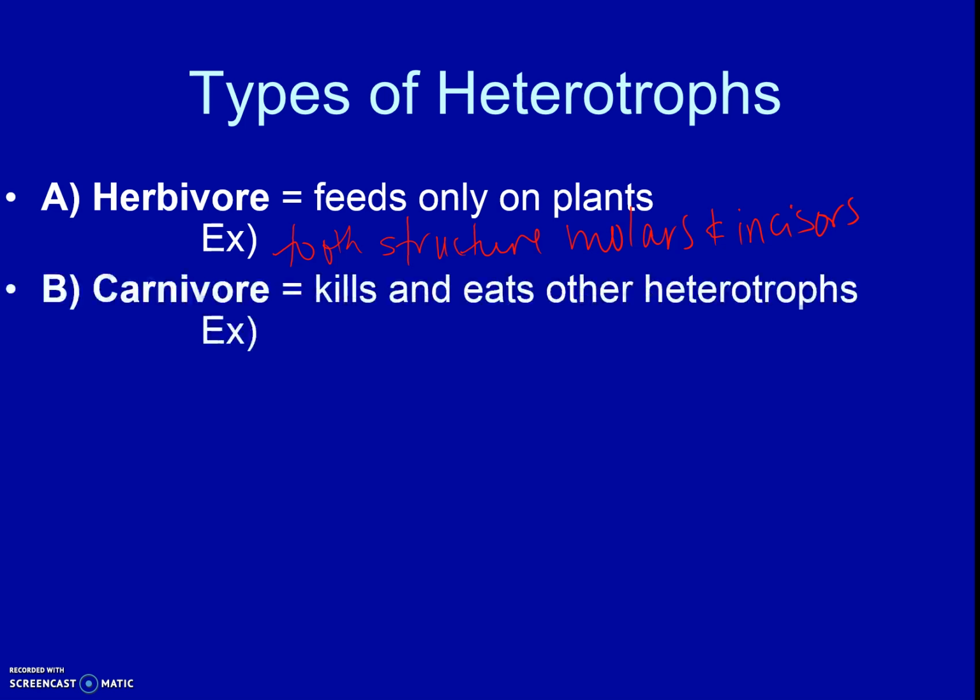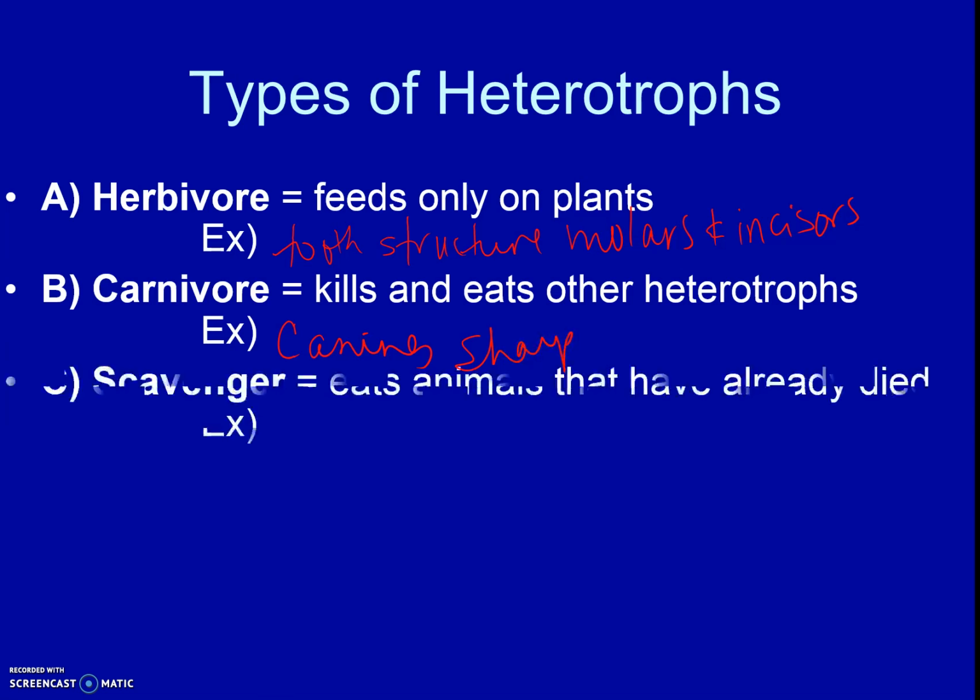Next, we have carnivores. These are organisms that actively kill and eat other heterotrophs. These are your hunters, your typical predators, and their tooth structure is going to be those of the canines. They are going to be sharp, and that is necessary for ripping and tearing into the flesh of those other heterotrophs.